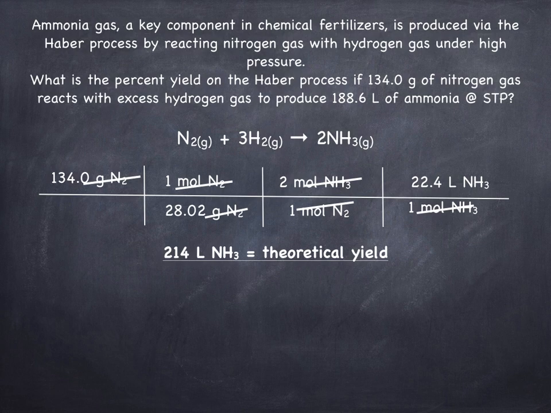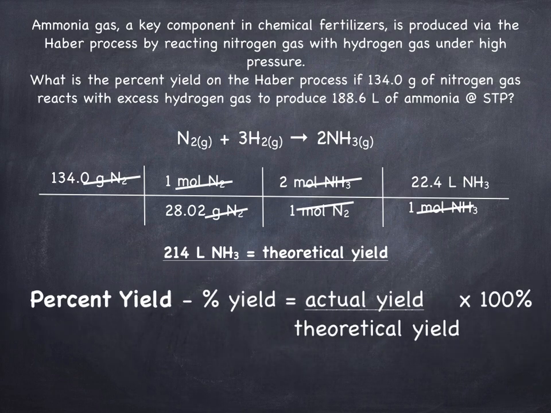We only produced 188.6 liters. So of course, you're actually producing a little bit less here. And so to look at a percent yield, the percent yield is actual yield over theoretical yield times 100%. So you take that 188.6 liters divided by the 214 times 100, and that gets you 88.1% yield. Again, 3 significant digits because of the 214 liters that we got out of our calculation. And that's how you do a percent yield calculation.